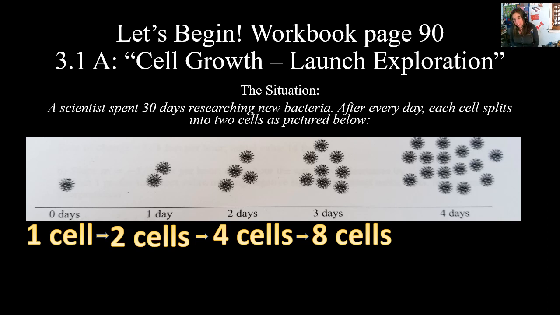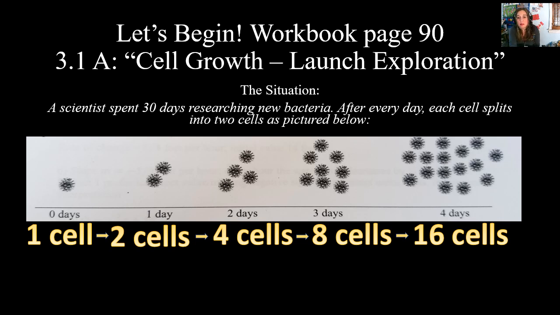Now 4 days have gone by. On day 3, I had 8 cells. Now each of those 8 cells is going to split, split, split, split, split, split, split into 2 pieces, which leaves me with, and I'm going to disappear for a second so you guys can see this, 16 cells. Every time another day goes by, these cells, however many we have, are each splitting into 2 pieces.